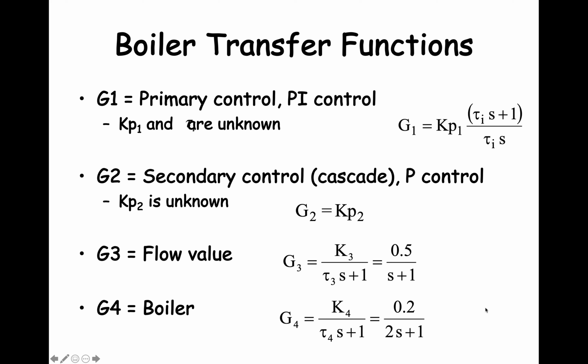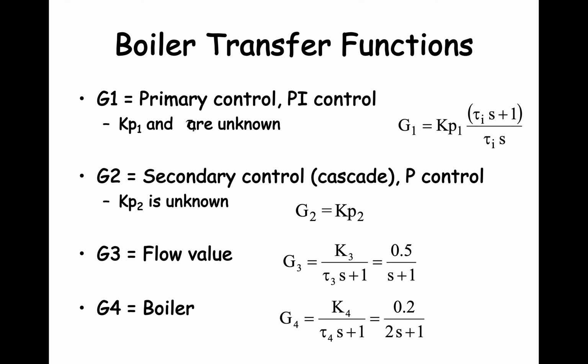With cascade control, it is common to use PI control for the primary loop controller, which is G1 in this case. So we can define G1 to be Kp1 times (tau I times S plus 1) over (tau I times S). Proportional control is commonly used as the control mode for the secondary cascade control loop. So G2 equals Kp2. At this point, we don't know Kp1, tau I, or Kp2. These are the terms we will find through the tuning process.